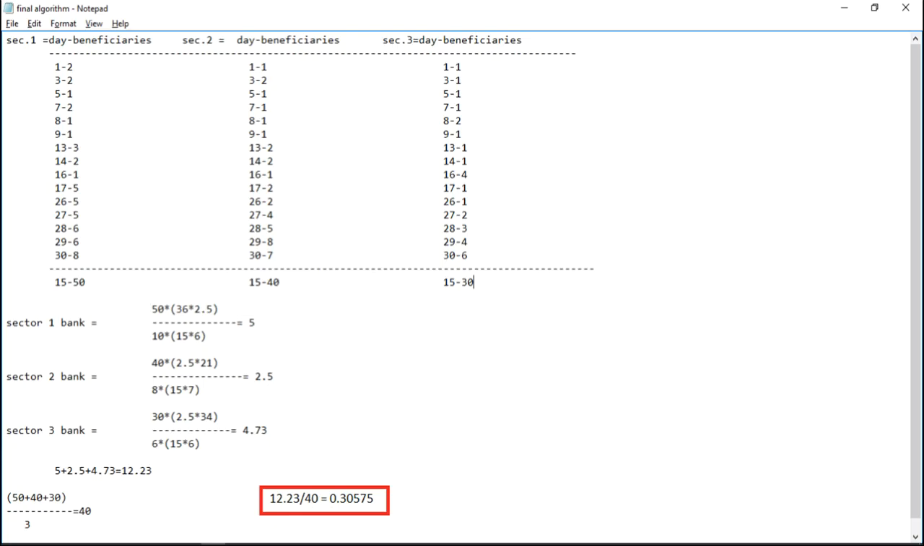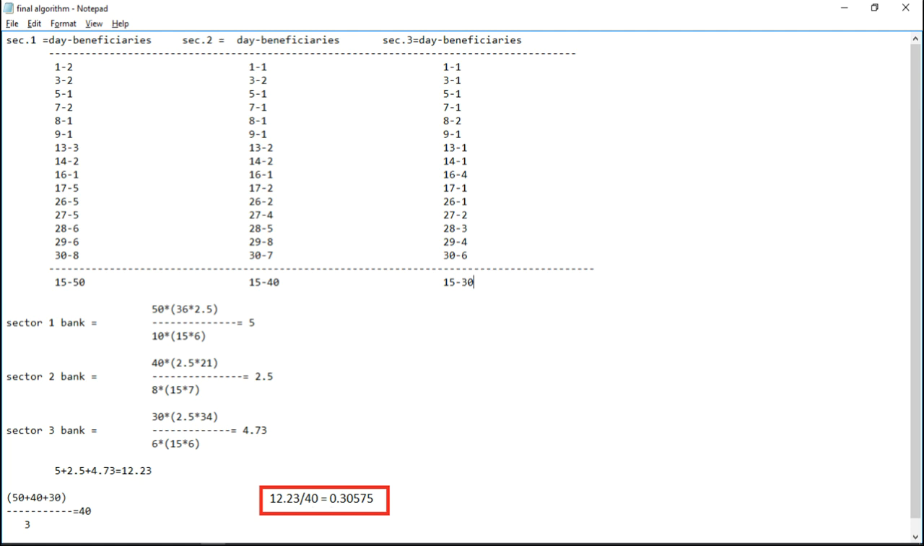This is the data for 3 banks of Technopur, which are Sector 1 Bank, Sector 2 Bank, and Sector 3 Bank respectively. These banks were open for 15 days this month, excluding all the bank holidays and weekends. The working number of beneficiaries for the 3 banks are 50, 40 and 30 respectively. Also the banks were open for 6 hours, 7 hours, and 6 hours respectively. All the data is given. And the number of employees working for the banks is 10, 8, and 6 respectively.